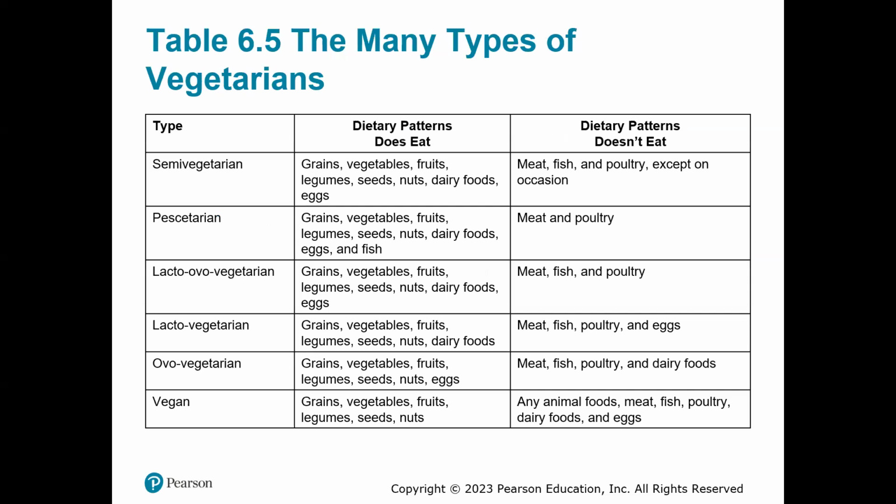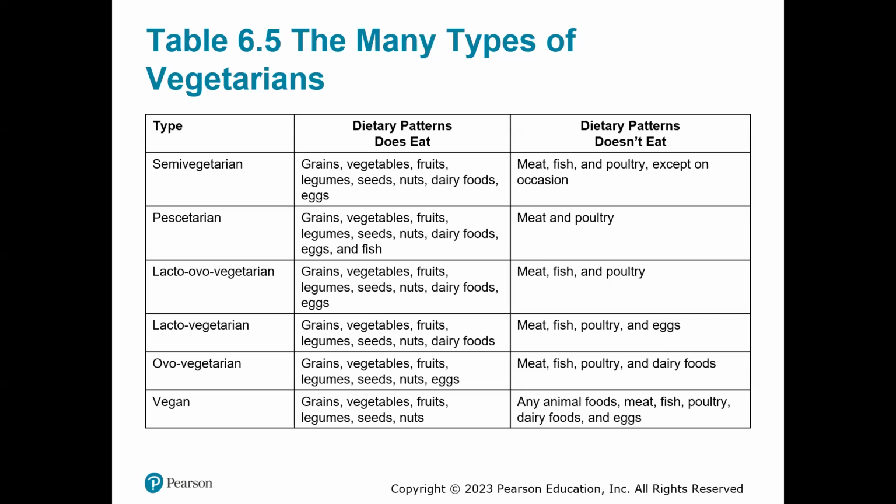This one has a list of different types of quote-unquote vegetarians. A semi-vegetarian, I would never consider an actual vegetarian. They still consume meat, or basically some grains, vegetables, fruits, legumes, seeds, nuts, dairy, eggs. They would consume meat, fish, and poultry on occasion, so I would not consider that an actual vegetarian diet.